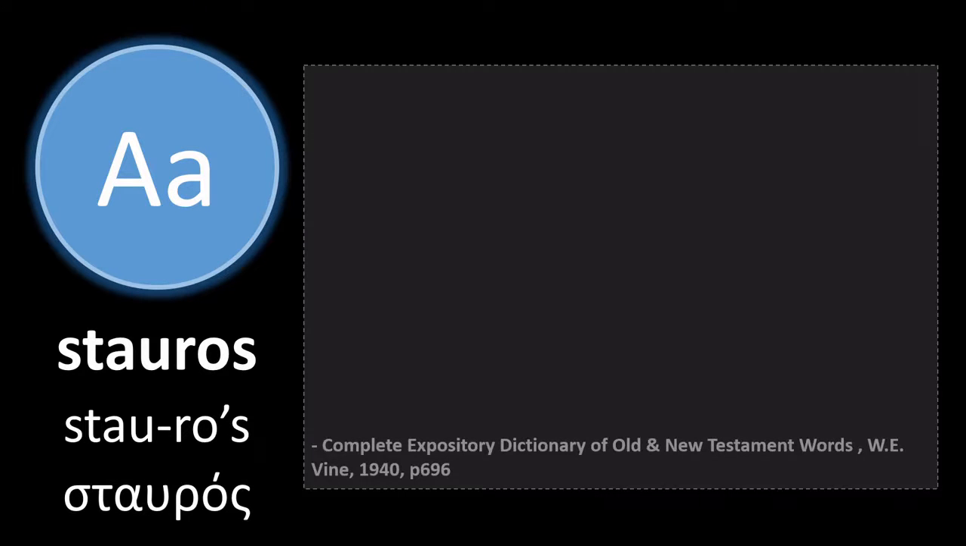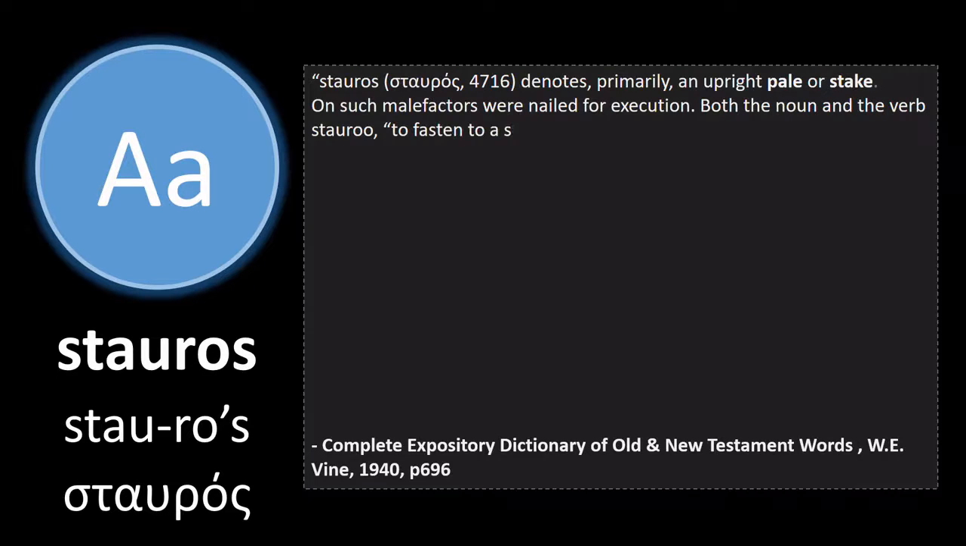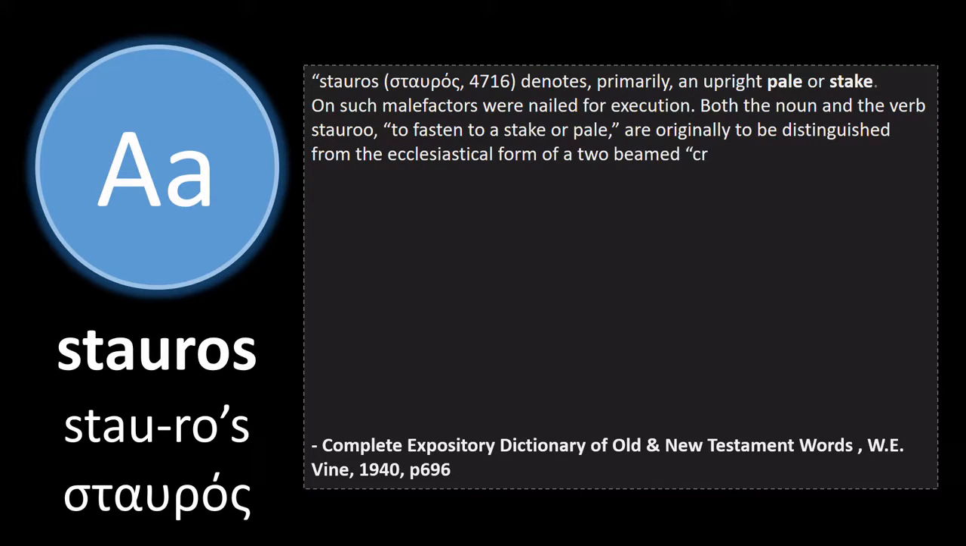However, there is plenty of support from lexicons and other writings supporting Jesus' death on a stake. For instance, Vine's Expository of New Testament Words under cross says the following: Stauros denotes primarily an upright pale or stake. On such malefactors were nailed for execution. Both the noun and the verb stauroo, to fasten to a stake or pale, are originally to be distinguished from the ecclesiastical form of a two-beamed cross.